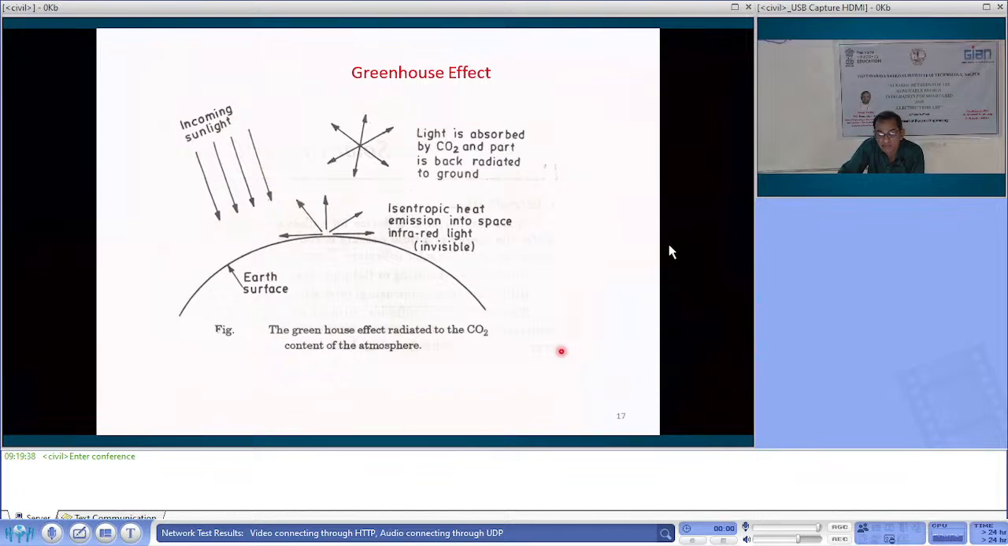This greenhouse gas effect is shown: incoming light reaching the earth's surface. Then infrared, which is invisible, is emitted from the earth's surface, and part of the light is absorbed by CO2 and part is back radiated to the ground. This is the general greenhouse gas effect that one has to understand.